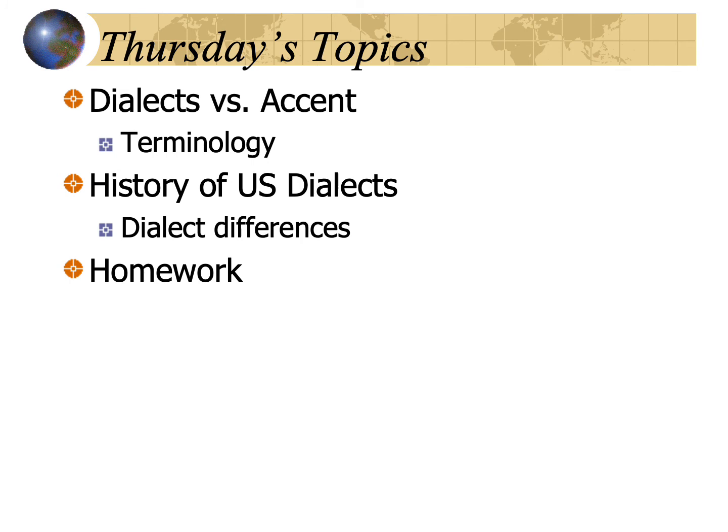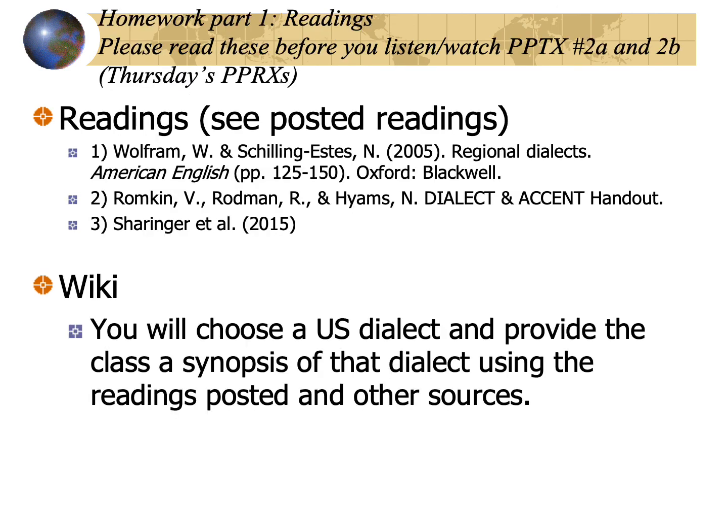Okay, so for Thursday, we're going to talk about dialects versus accent and how we as linguists determine those differences. What's the criteria? We'll look at the history of U.S. dialects, tracing the early settlements of the U.S., and how that changed our language use and why it is that people in the Northeast have certain kinds of dialects, people in the South have others. And so we'll be looking at those more carefully.